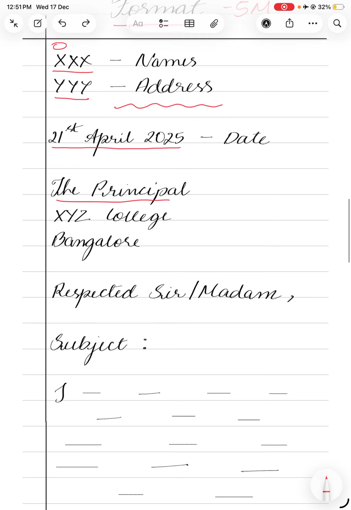Now if you take a look at the letter, you will understand that everything is towards the left hand corner, right next to the margin. Nowhere have I left any gap, right? So everything is right after the margin. I have not left any gap in between. So everything that you write, even the body of the letter, must be towards the left. I hope you have understood the format of the letter.